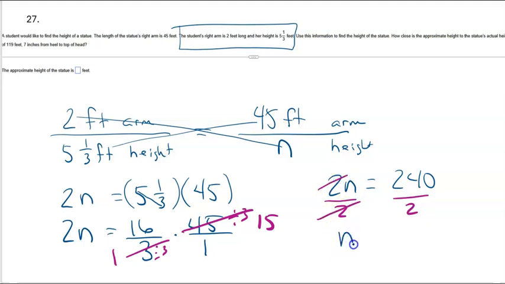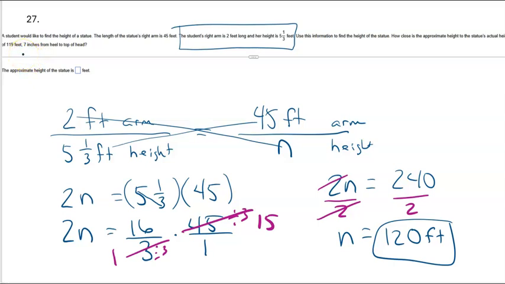So I have n, and we know 240 divided by 2, if you need to use your calculator, is 120. 120 what? 120 feet. Now, it says, how close is the approximate height to the statue's actual height of 119 feet, 7 inches from heel to top? So it's really close. It's 5 inches off, right? So if we have 120 feet, that's 119 feet, 7 inches.